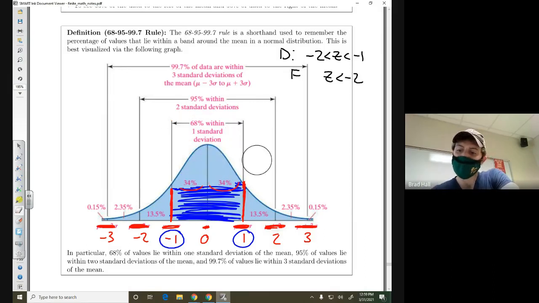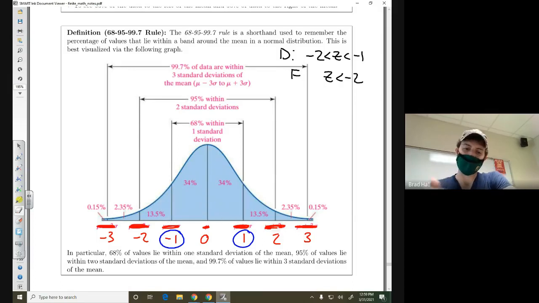Again, I'm not going to finish this problem. I want you all to think about it now that you have the right tools. This is ultimately referring to two shaded regions, the D region and the F region. The z-scores you need to determine are based off of -2, which is right here, and -1, which is right here, and then z being in between them.